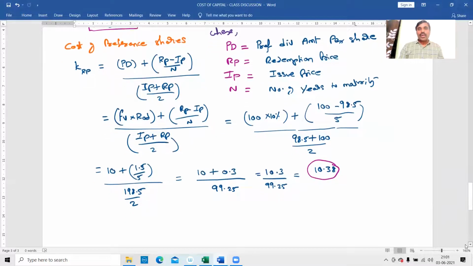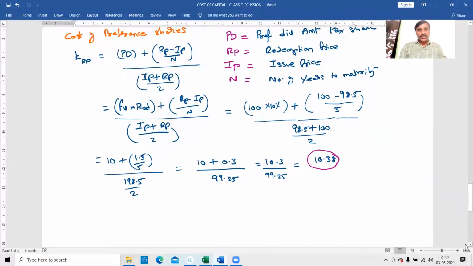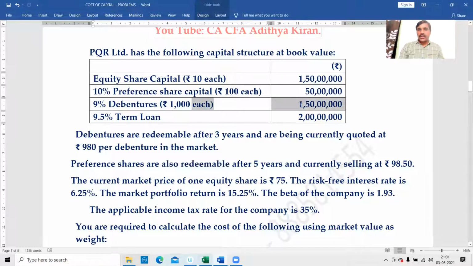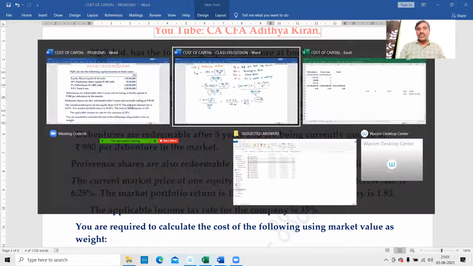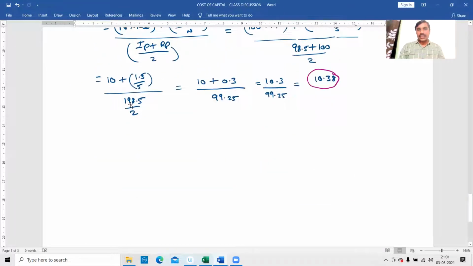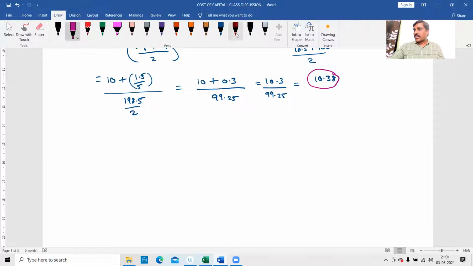Next, cost of debentures. Cost of debentures is also similar to the preference shares. The only point is that we will get a tax deduction on the debentures interest. On the preference share capital dividend, we will not get a tax deduction. On the debentures, we will get a tax deduction. Same formula. The only point is the tax deduction for the debentures.